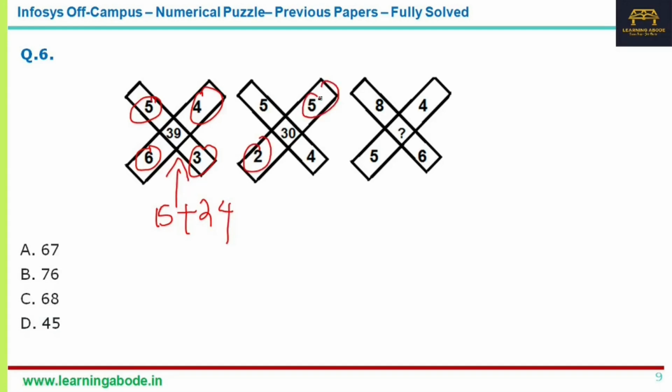Similarly, 2 into 5 is 10. Okay. 4 into 5 is 20. Now 20 plus 10 is 30.